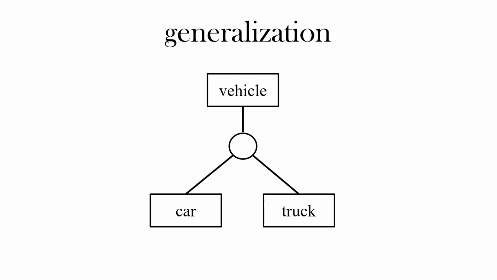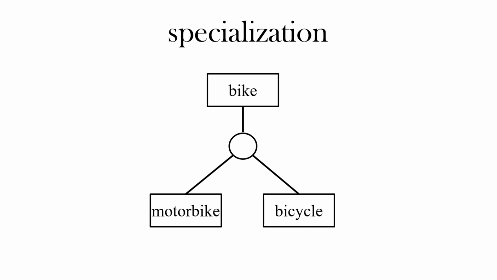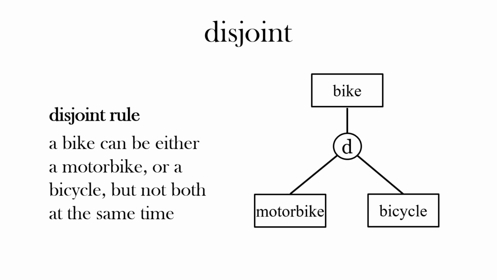A generalization. So a car and a truck are types of vehicle. We can use this notation to show a generalization. Now a bike could be a motorbike or a bicycle. So these are specializations. So we can use similar notation. You may see the circle, which is a type of is-a relationship. So a motorbike is a bike, a bicycle is a bike.